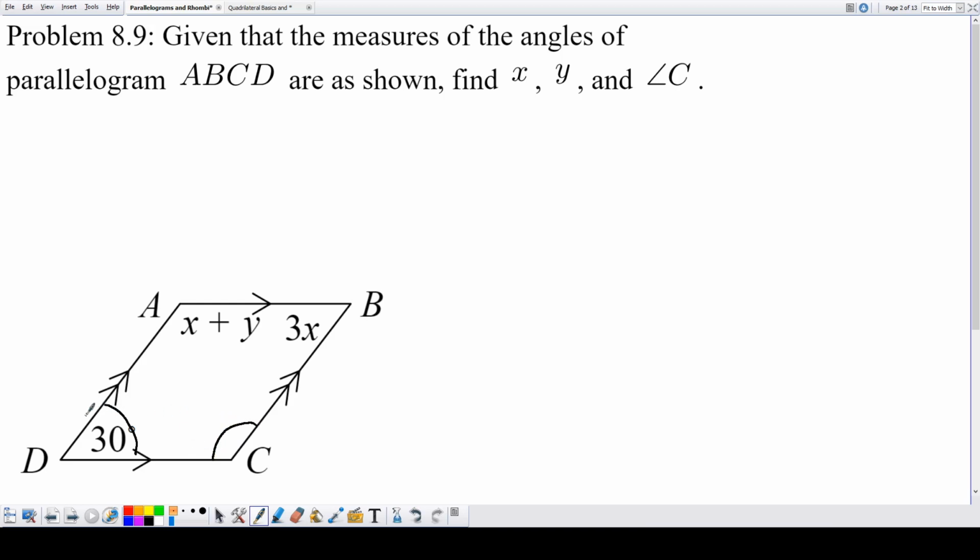Well, looking at what we have so far, I know that the angle at D and the angle at C are on the interior of the two parallel lines AD and BC, but they're on the same side of the transversal DC. If you remember yesterday's lesson on quadrilaterals, we know that same side interior angles are supplementary. So, angle C plus angle D is equal to 180 degrees. Well, we know the angle at D is 30 degrees.